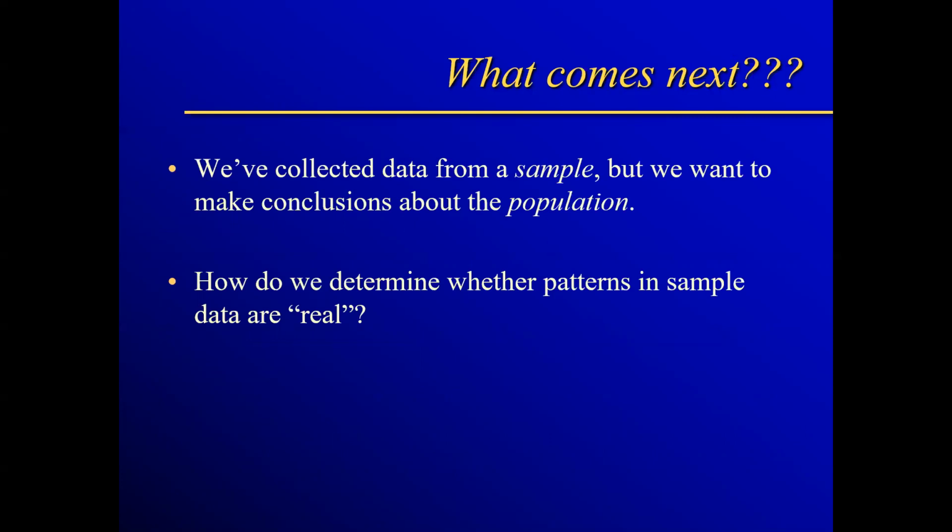What comes next? So we've collected data from a sample, right? We collected however many participants we have, 200 something, whatever it is. But we want to make conclusions about the population, right? We collected this sample. We just don't want to talk about our sample. The whole point of psych research is to say, hey, we collected 100 participants, and these 100 participants are representative of a bigger population. So we actually want to make our data relevant to the big population. But the question is, how do we determine whether the stuff that we find, the patterns that we see in our sample, are real? How do we know that they are actually representative of the big population?